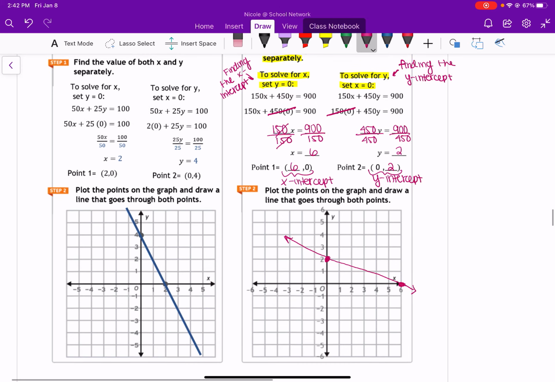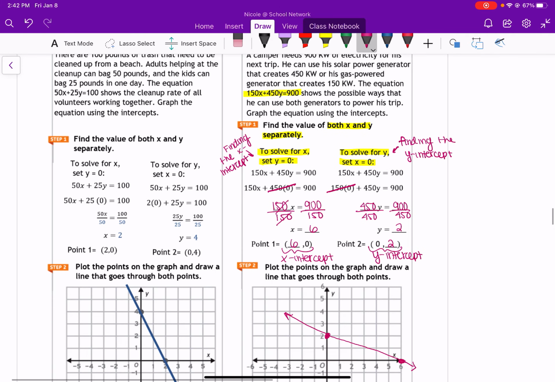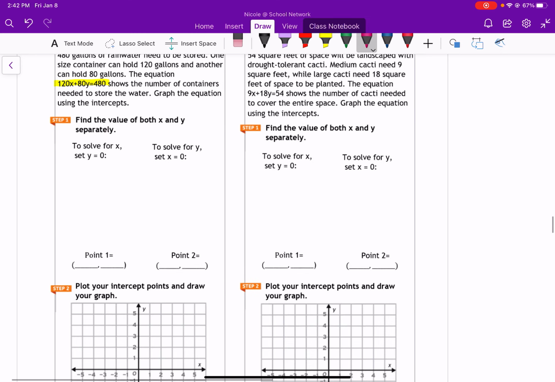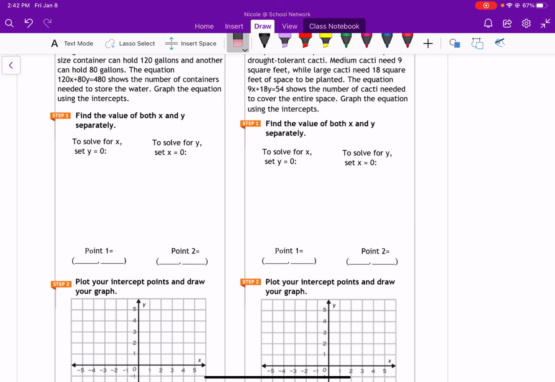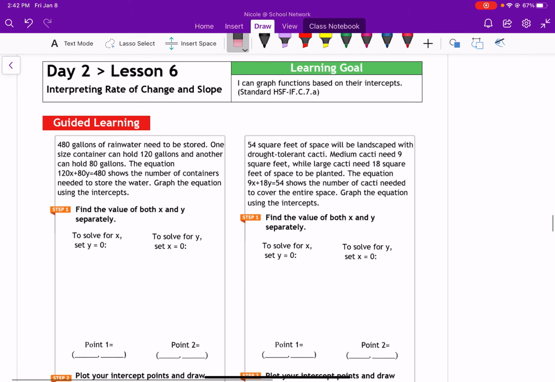Okay, so all we're doing is setting one of the variables, x or y, to 0 and solving for the other. Then we get those 2 points and we graph them on our graph. Okay, so go ahead and pause this video and do this now. And then we'll come back and I'll review these two and then leave you to the practice section.